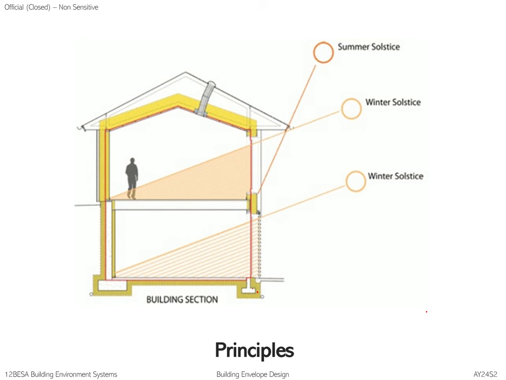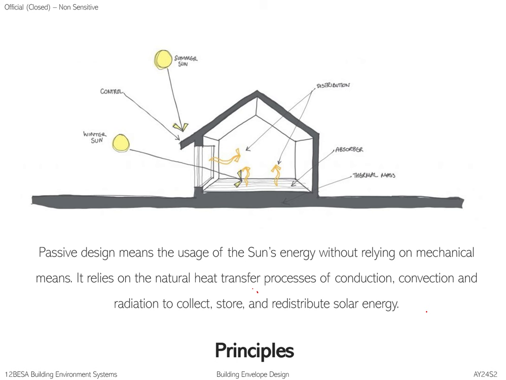Okay, so therein lies an opportunity, because when it's very cold, and I want as much sunlight as possible to enter the interior of my space, then I create an opening, and I have to consider how I deal with the sunlight. Okay, so passive design means the usage of the sun's energy without relying on mechanical means. It relies on the natural heat transfer processes of conduction, convection, and radiation to collect, to store, and to redistribute solar energy. Okay, so once again, this diagram itself, probably in the tropics, where the winter sun is very low. So where there is an object in the landscape, it would be a thermal mass, right? So the outer skin itself is the first layer of thermal mass, and then you have the interior surfaces, which is another level of thermal mass.